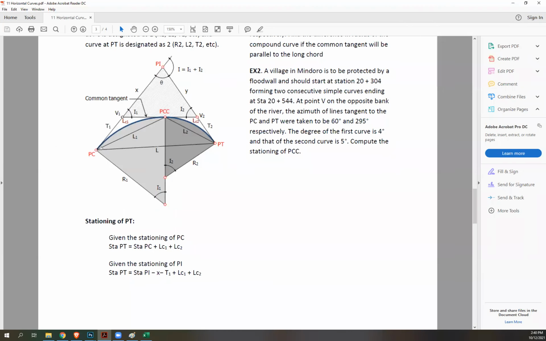And when you get to PC, you're just going to add L1 and L2. LC1 and LC2. So station PI minus X minus T1 plus LC1 plus LC2. All right, so that's our equations. So now let's solve.